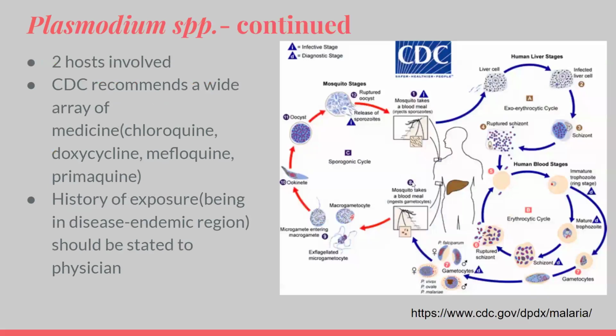So using this diagram again, or a diagram again from the CDC, we see this section of the Plasmodium life cycle, because it uses two hosts like many of the other eukaryotic parasites. It uses the mosquito here before it is able to invade the human body and attack the red blood cells, and then it is again transmitted to a mosquito, and the cycle is complete. The CDC recommends a wide array of medications, so chloroquine, doxycycline, mefloquine, and primaquine are a few of them, but it depends on which organs are being affected, as well as how far along the infection itself has progressed.